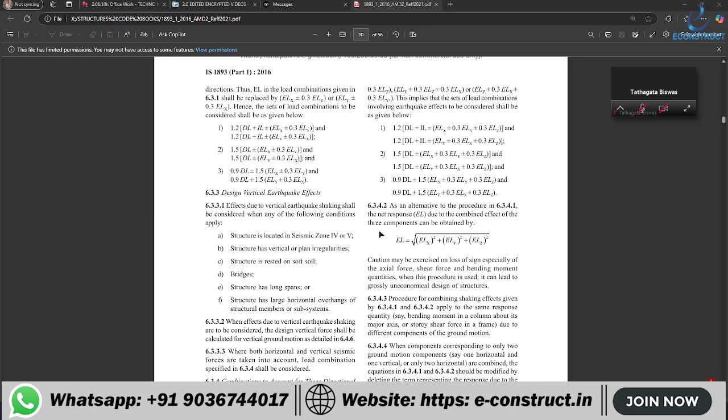When effects due to vertical earthquake shaking are to be considered, the design vertical force shall be calculated for vertical ground motions as detailed in 6.4.6. Where both horizontal and vertical seismic forces are taken into account, load combinations specified in 6.3 shall be considered. Combinations to account for three-dimensional earthquake ground shaking.